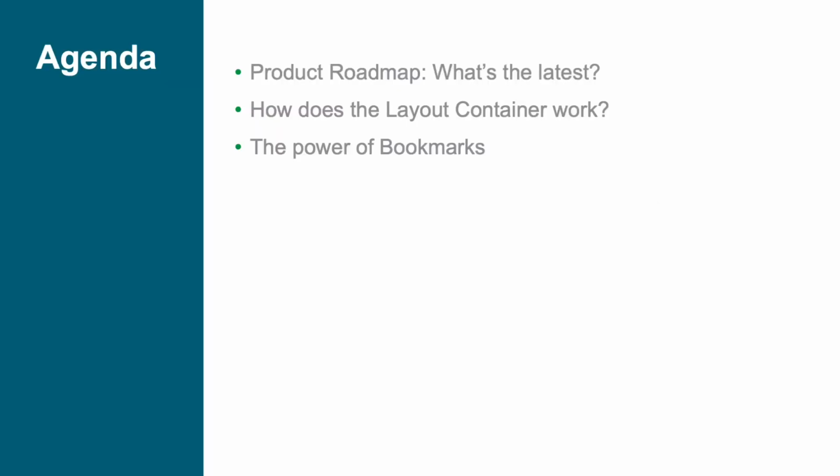Fantastic. Well, today we're going to take a look at a lot of different things. We're going to start off with the product roadmap, take a look at features that have been released and what might be coming around the corner. We're going to take a look at a really cool new feature, the layout container, and see how that works. And we're going to take a look at some cool things that you can do with bookmarks, some old and some new, and what's possible there.